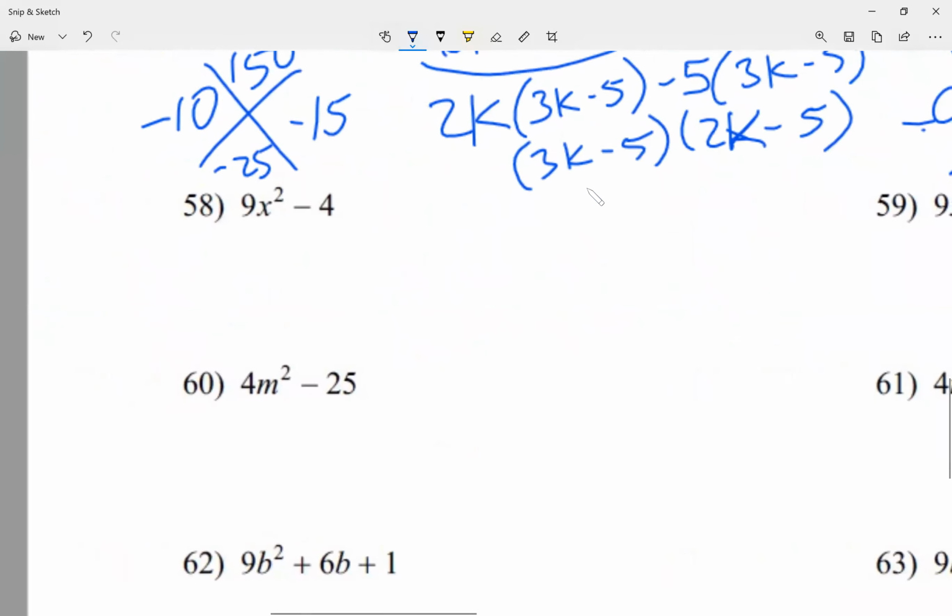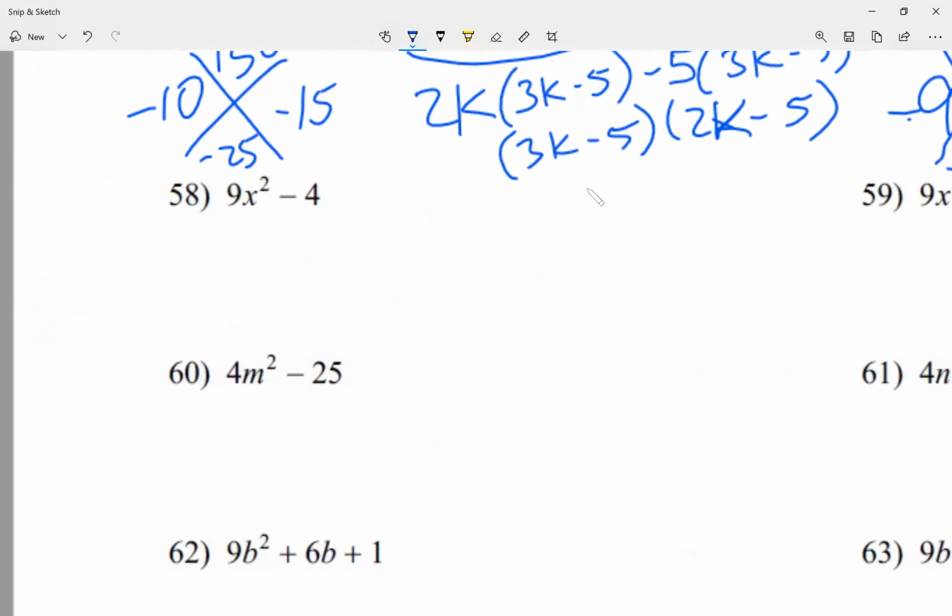Now here for number 58, we can do it the long way. I know how to do it when there's three terms. This one, I only see two terms. I'm going to do the first example the long way, but then I'm going to show you guys the short way. Let me change to red because we're switching topics here. I can rewrite this as 9x squared plus 0x minus 4. Notice the middle term, I added a 0x. That means I don't have an x. I just added that so I can see that I have three terms.